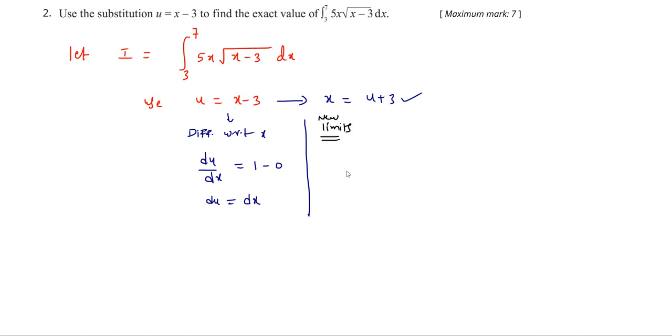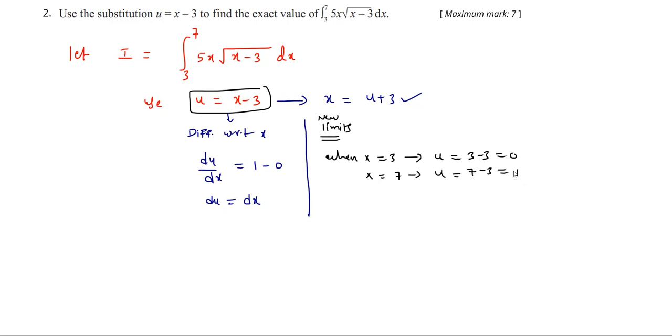So when x is equal to 3, lower limit is 3 here, so put it here. This is the substitution we are taking now. So when x is equal to 3, u is equal to 3 minus 3, guys, which is 0. When x is equal to 7, upper limit, then u is equal to, same place I substitute, 7 minus 3, which is 4. Therefore, now we have converted everything into u.